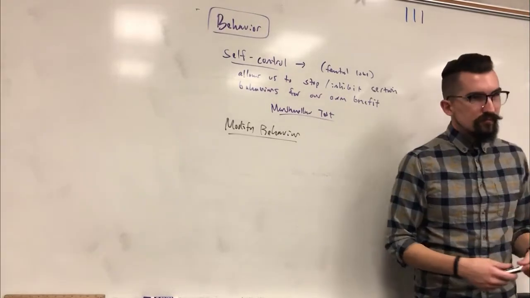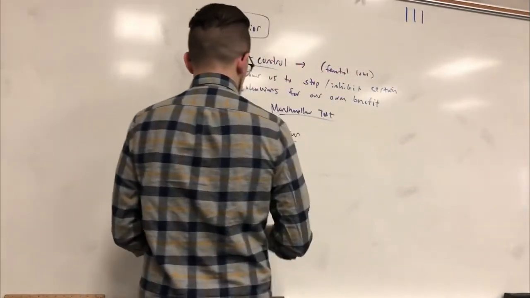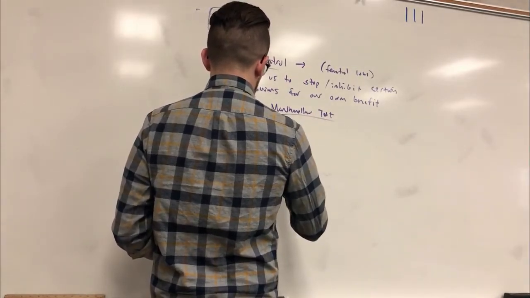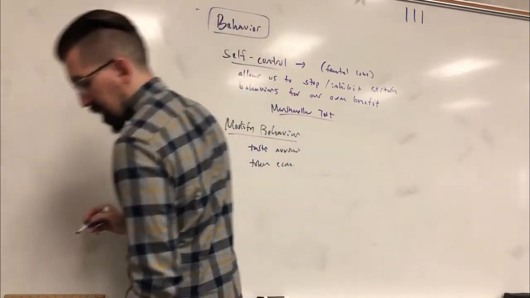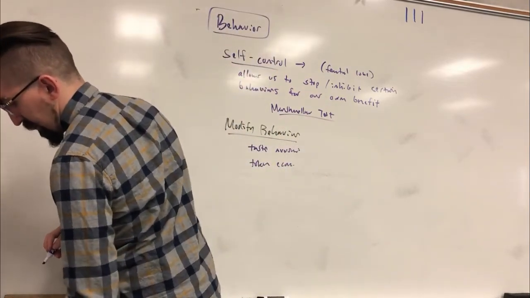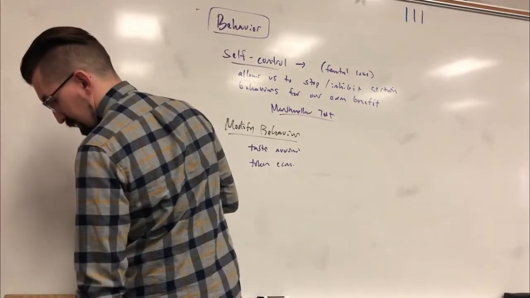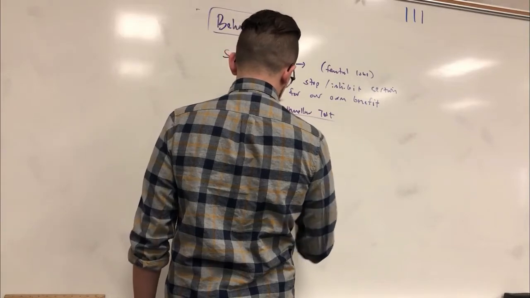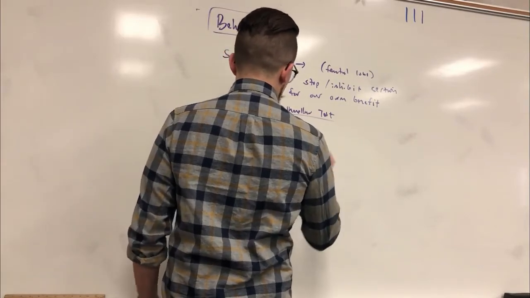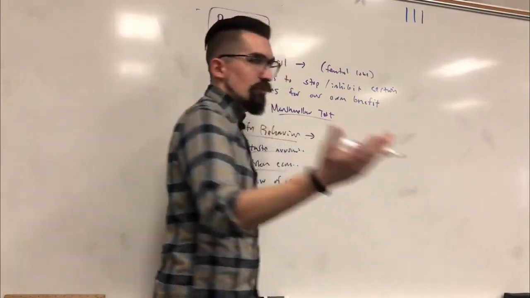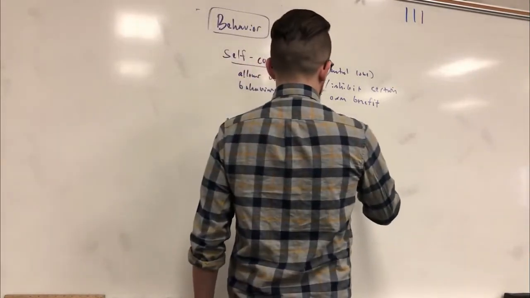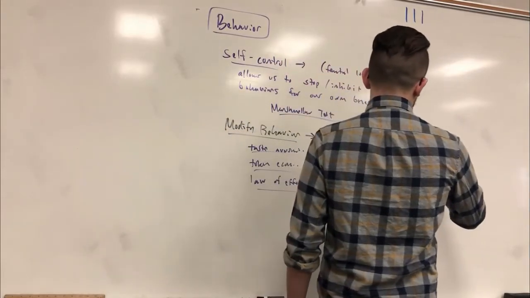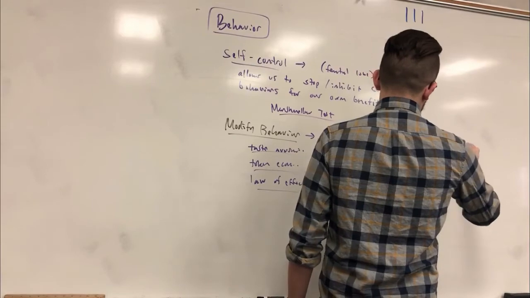So for example, I think we got taste aversion. Token economy. Is token economy in there? It's not, but I'm going to add it anyway. And the law of effect. I'll actually start with the law of effect. All right. So behavior modification is basically you using either classical conditioning or operant conditioning to encourage or discourage a behavior.